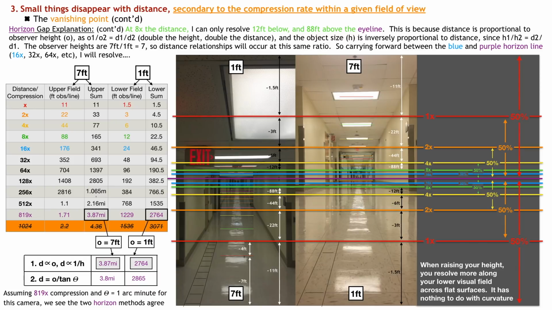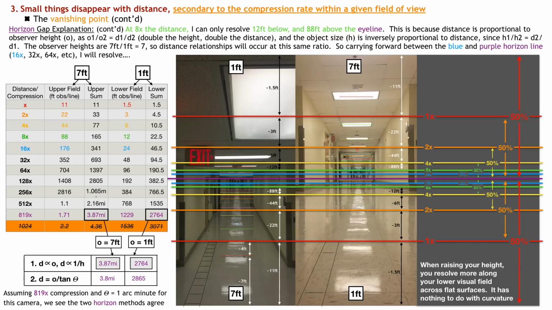So if I am looking at the floor in this case from a 1 foot observer height, which is the picture in the middle where there's the 7 foot on top and the 1 foot on the bottom, I can count the tiles within this photo, and I can see that I'm roughly at 1.5 tiles within the lower 1/4 of the total image, or the lower 50% of the lower half of the image. Again, my lower visual field.